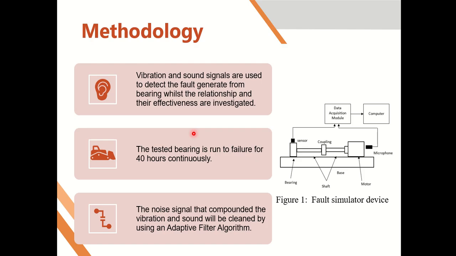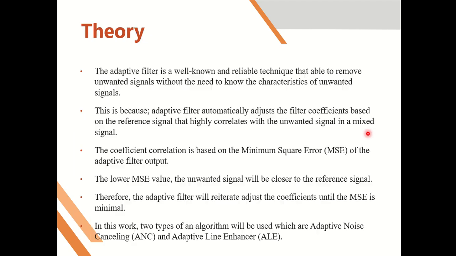So in this project, we set up a fault simulator device. We use two sensors, vibration sensor and microphone sensor, to capture the sound signals. So the sensors will collect the vibration signal and sound signal, collected by the data acquisition module. These signals are then loaded to the computer, and by using MATLAB software we develop the algorithm of ANC and ALE to compare which one is more efficient to remove the unwanted signal.